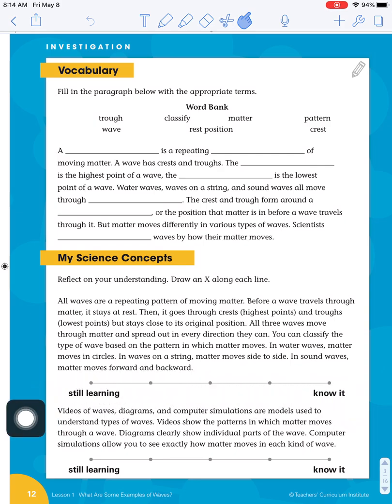You know it. Videos of waves, diagrams, and computer simulations are models used to understand types of waves. Videos show the pattern in which matter moves through a wave. Diagrams clearly show individual parts of the wave. Computer simulations allow you to see exactly how matter moves in each kind of wave. Are you still learning it, or do you already know about it?